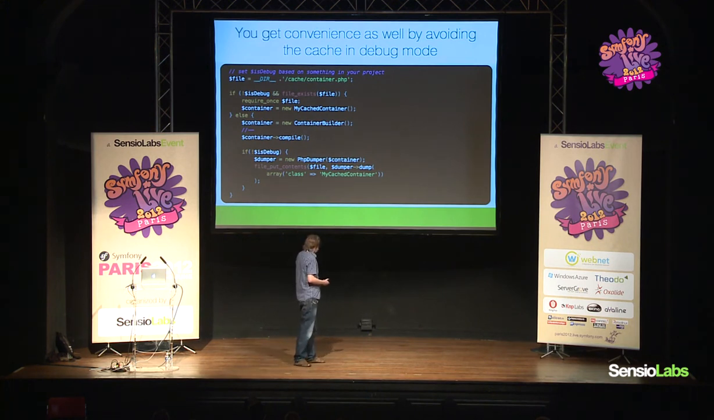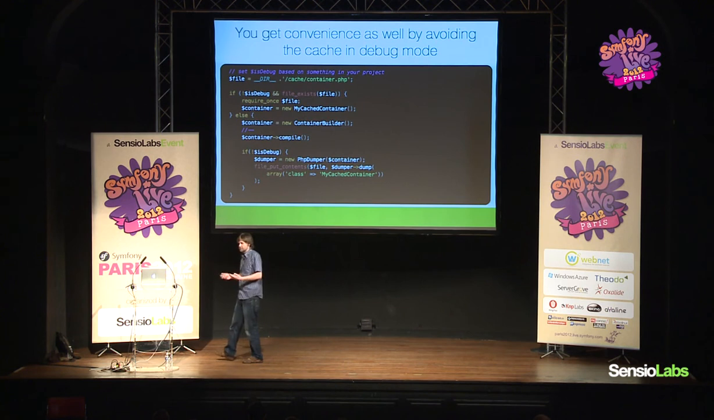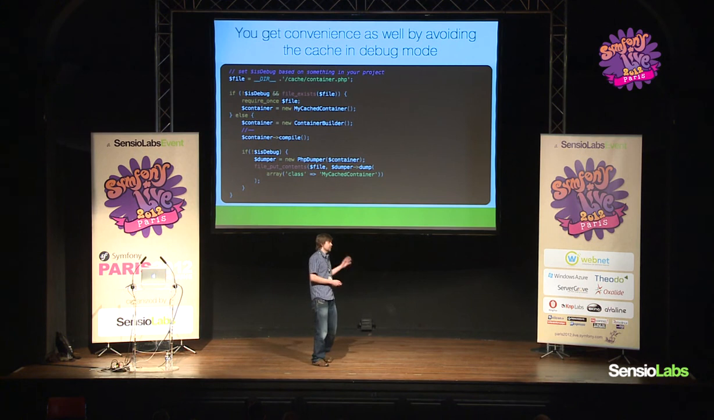You can replicate this idea if you're using it standalone. It's as simple as making a flag and saying, if we're in debug mode, however you choose to set that, whether it's an environment variable, then I don't want to cache the container, I just want to recompile it every time. And then when you're in production, you can switch to using the cached container.